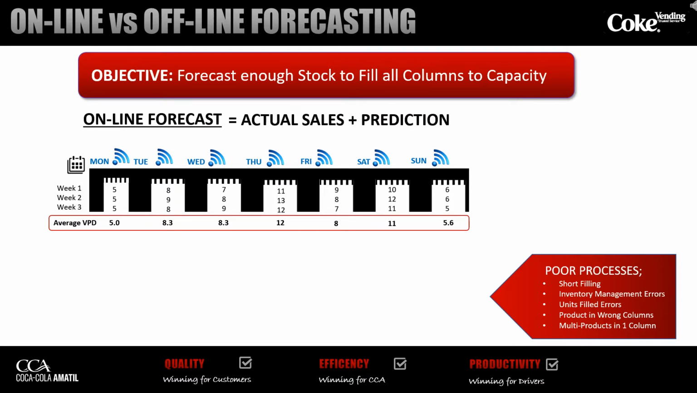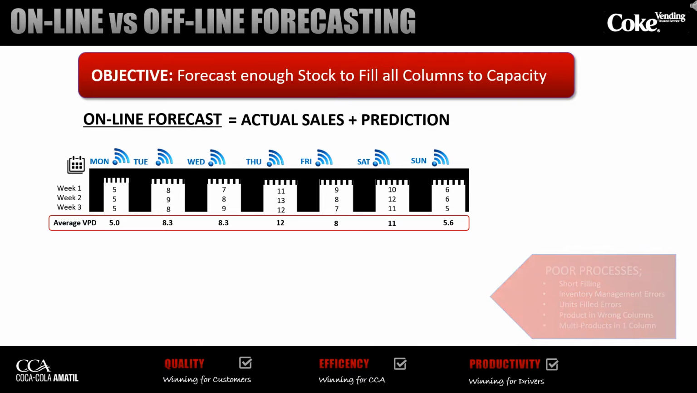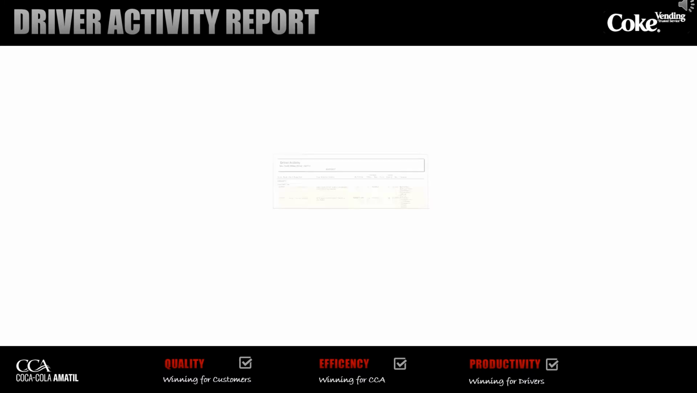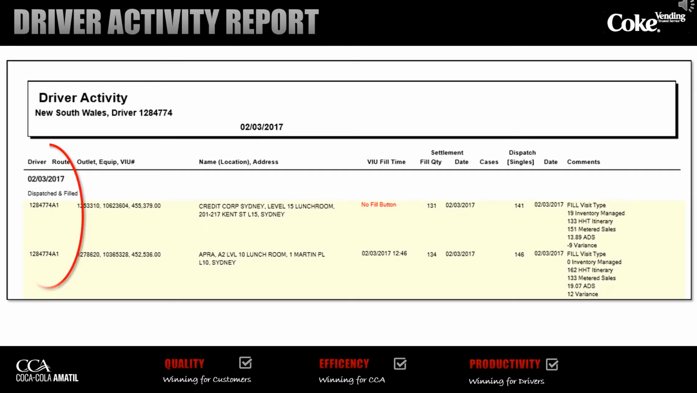So let's cut to the chase. Vendware has updated an existing report to assist managers understanding as to why machine predictions vary from actual units required. The driver activity report displays the list of outlets filled by the driver. Also displays the time the VOU button was pressed, settlement date, and fill quantity. This is what was actually filled. And there's the dispatch units and the date the call was dispatched for.